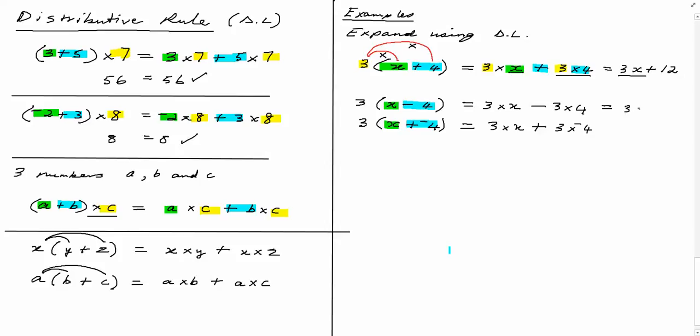We end up with 3x subtract 12, or 3x plus negative 12, and they're the same, just 2 ways of writing the same thing. Okay, so carefully study that.